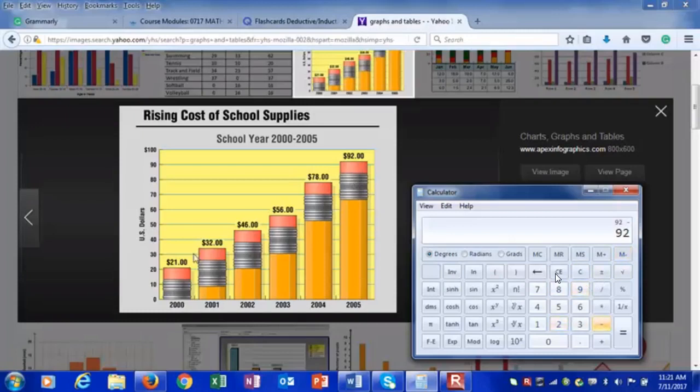And we subtract that from the smallest amount, which is $21. This is an increase of $71 between 2000 and 2005. Imagine if you had to buy school supplies during this time. Think about it. You'd be out of a lot of money because every year school supplies go up.